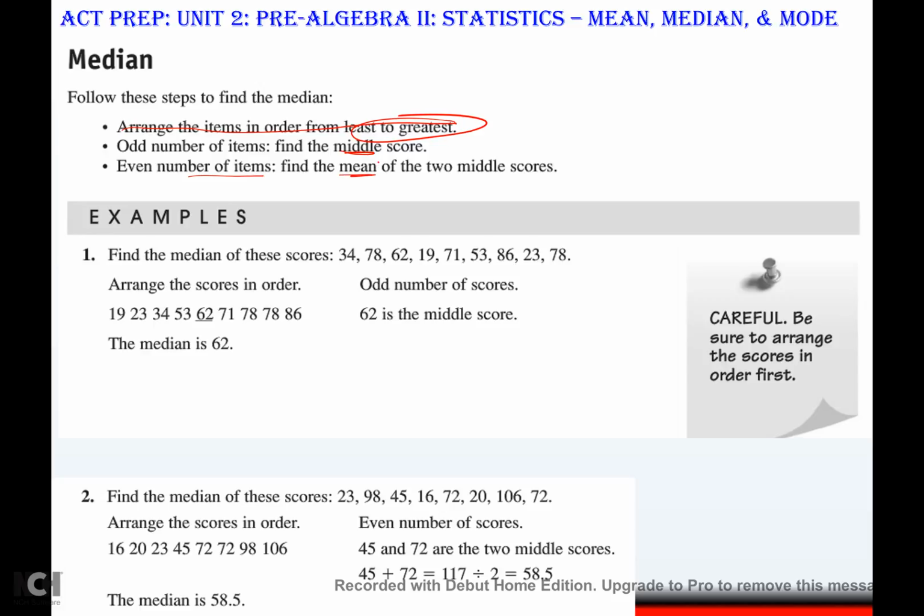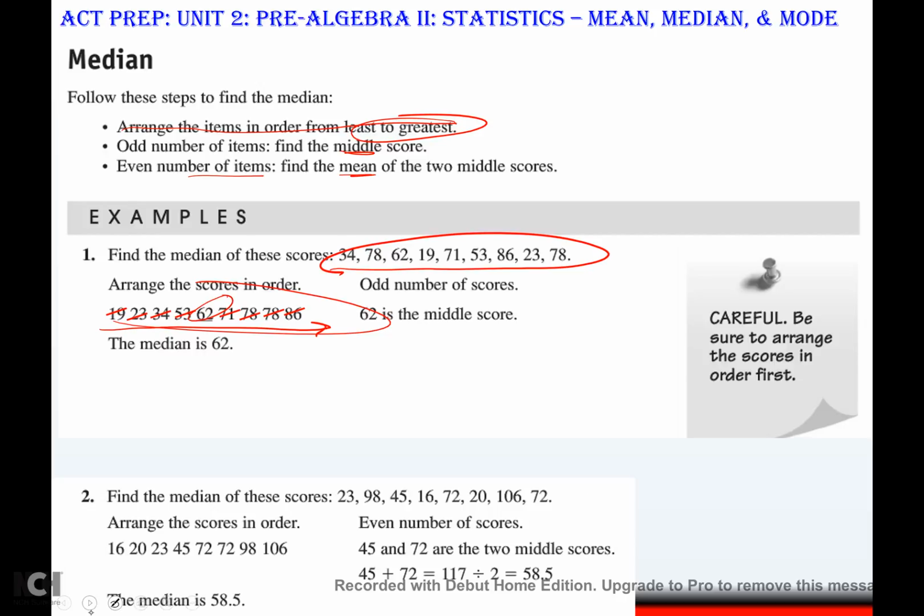Okay, so for the first one, find the median of these scores. The first thing they did was put them in order from smallest to biggest. All right, and then they mark off the two ends. I'm just working my way to the middle. And in the middle is 62. So the median is 62. There was an odd number of items, so the median was very easy to see.